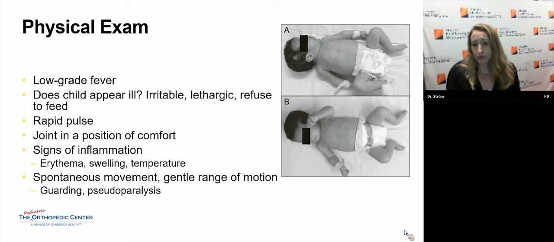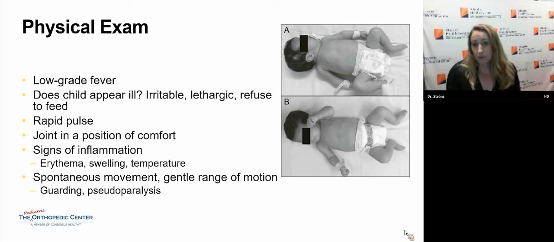In this picture on the right, you can see the child's not really moving the right arm. Look for signs of inflammation such as erythema, swelling, and feeling of warmth. The other thing to observe is if they have any spontaneous movement, if they're tolerating gentle range of motion, but also if they're guarding or have something called pseudoparalysis. They may not actually be paralyzed in that limb, but they're refusing to move it based on pain.